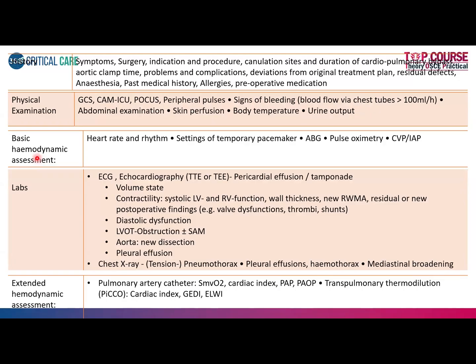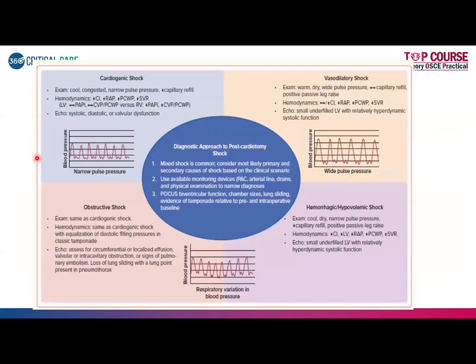For example, pulmonary artery catheter might be an important tool, along with further advanced kinds of monitoring, for example transpulmonary thermodilution, if present in your setup.